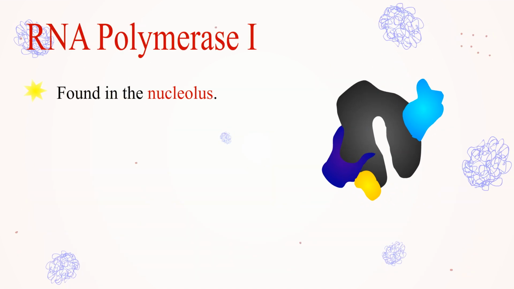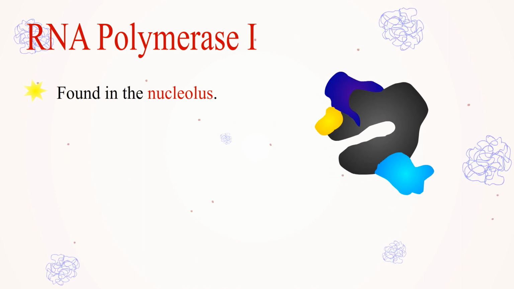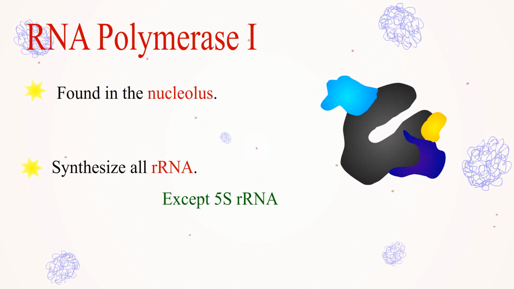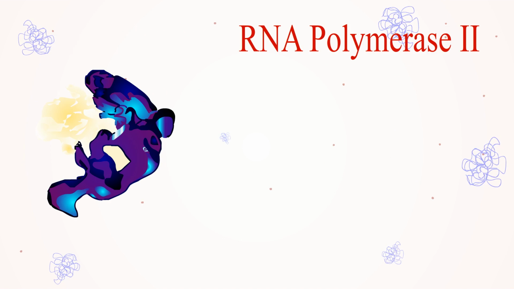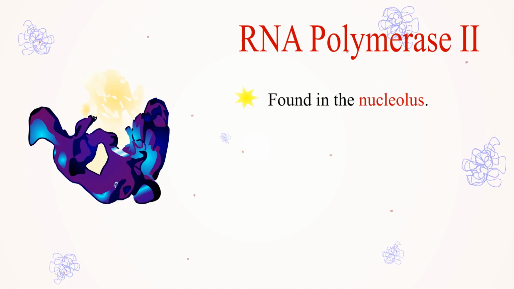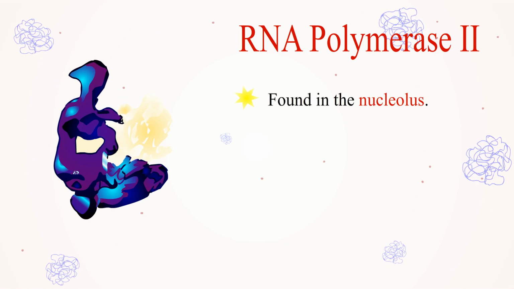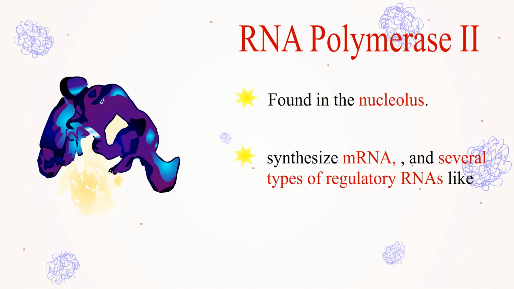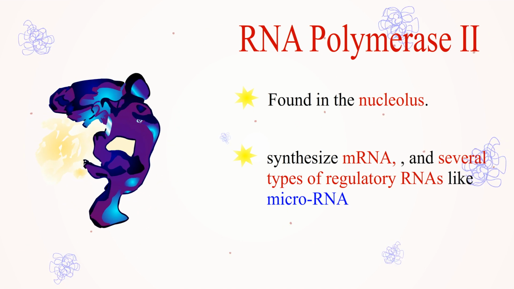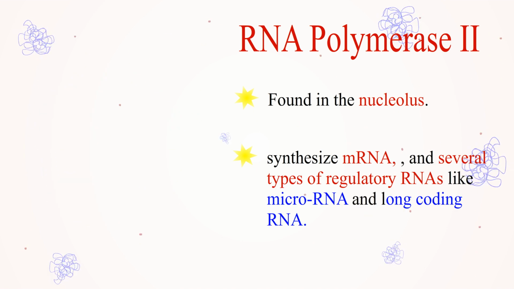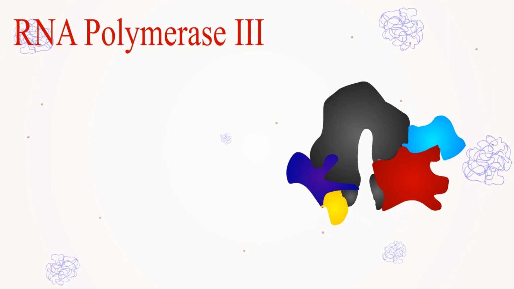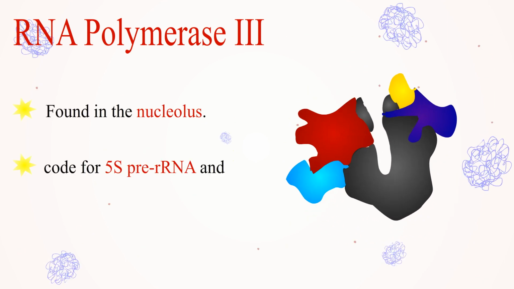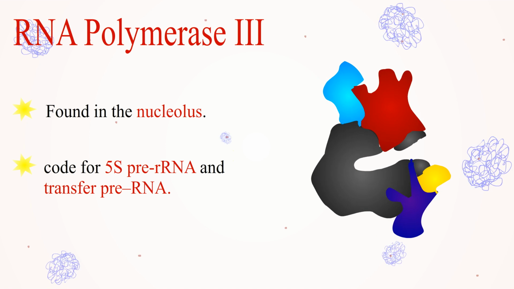RNA polymerase 1 is usually found in the nucleolus. RNA polymerase 1 will synthesize all rRNA except 5S rRNA. RNA polymerase 2 is also located in the nucleus and will synthesize mRNA and several types of regulatory RNAs like microRNA and long non-coding RNA. RNA polymerase 3 can also be seen in the nucleus and will code for 5S rRNA and transfer RNA.